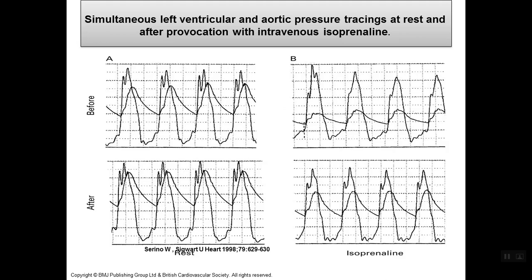Now with echo you can see the obstruction, now you can do it by Valsalva, you can do other things by sitting up and squatting and things like this. You can dynamically change the hemodynamics. But this is an example. Isoprel, as you know, increases contractility and therefore the obstruction, and so the murmur. The aortic pressure is less, but the murmur increases. Okay?